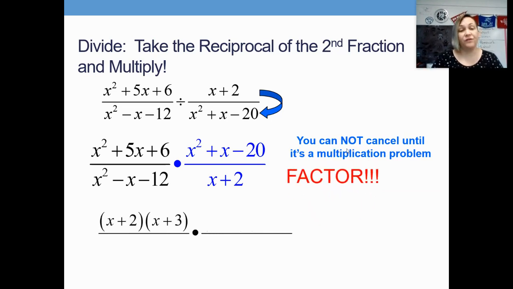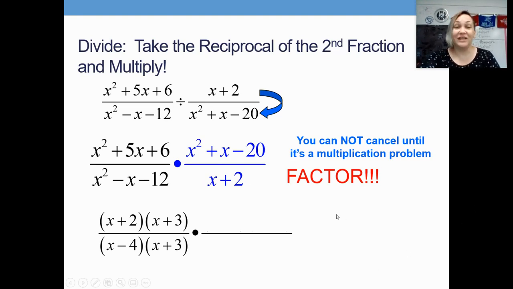On the bottom of the first fraction, I need 2 numbers that multiply to make negative 12 and add to make negative 1. Those 2 numbers are negative 4 and positive 3. Look, I've already got some positive 3s, so that's great because that means that I can cancel them. So remember, the whole goal of these problems is to be able to cancel something. So if you're doing your factoring and you're discovering that nothing is similar, then maybe you're factoring wrong because we do want something to cancel.